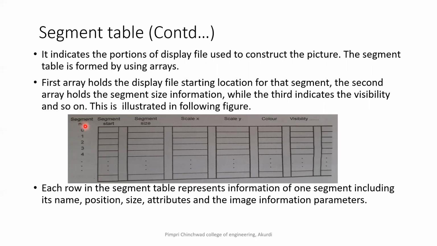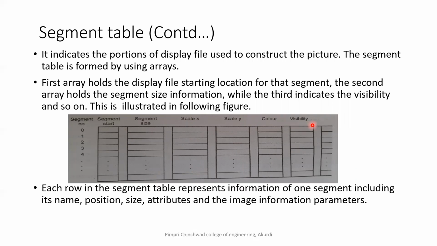We are having the information like segment number 0, 1, 2, 3, 4 and so on. This is the start location of the segments. This is the segment size. This is the scaling information as per the x direction. Now this is the scaling information as per the y direction. We are also having the color attributes. We are also having one bit called visibility.